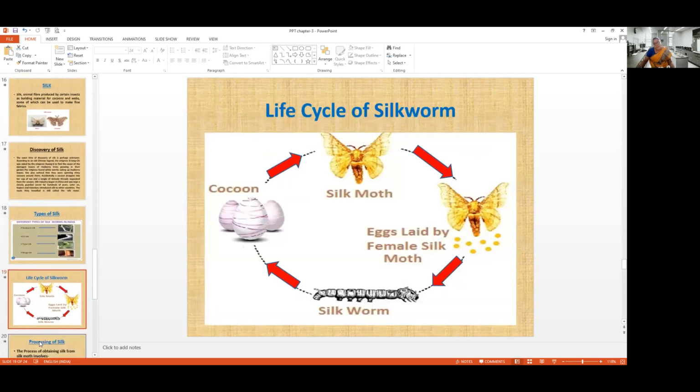Next, coming to the life cycle of silkworm. You have already learned this in 4th standard itself. The egg is the first stage, larva is the second stage, cocoon is the third stage, and silk moth is the fourth stage. That is, the adult stage is the fourth stage. And for this life cycle, how many days the egg will take and how many days the larva will take, everything I have shown you in detail in a video during class time.